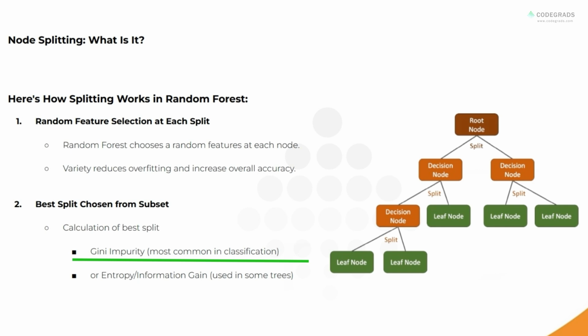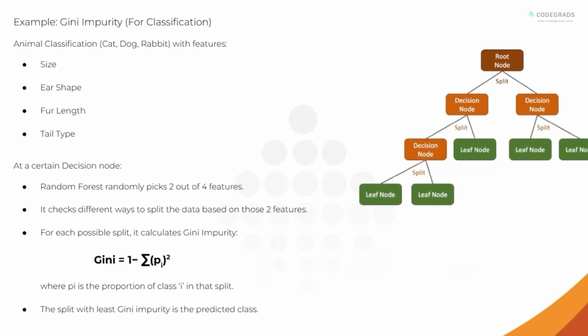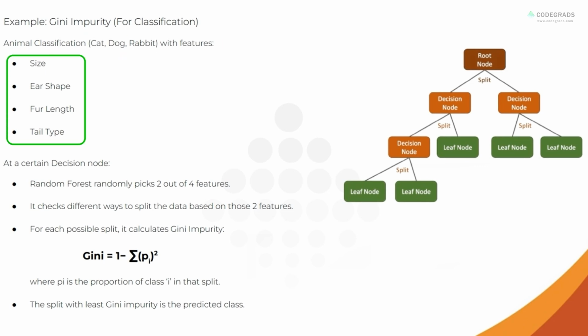Some of the trees use entropy and information gain. So for example, let's say you're building a tree to classify animals, like cat, dog, rabbit, and you have some features like size, ear shape, fur length, and tail length. At any given decision node, random forest is going to pick some features, say ear shape and fur length. Maybe it'll pick 2 out of the 4 features, or it depends. Randomly it'll pick out those features, and it checks different ways to split that data based on those 2 features.